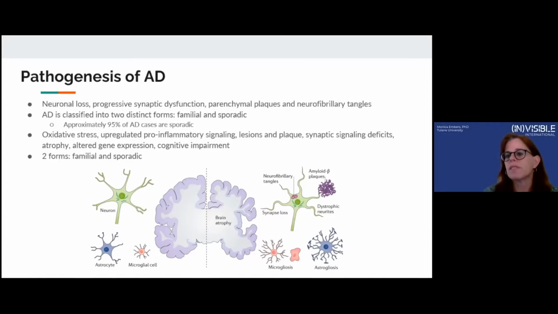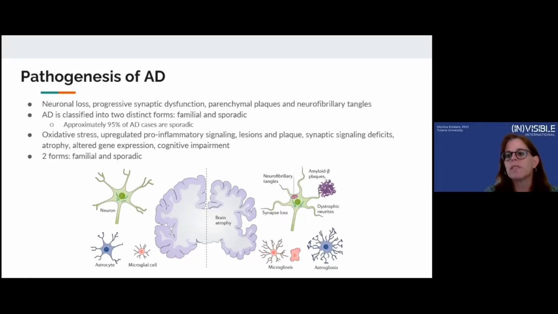Alzheimer's disease is classified in two distinct forms. One is familial and the other is sporadic. Approximately 95% of AD cases are sporadic. However, both forms have common characteristics, including oxidative stress, upregulated pro-inflammatory signaling, accumulation of lesions and plaques, synaptic signaling deficits, atrophy, altered gene expression, and cognitive impairment.